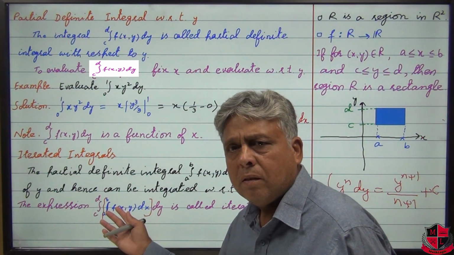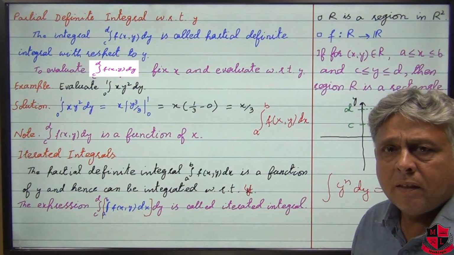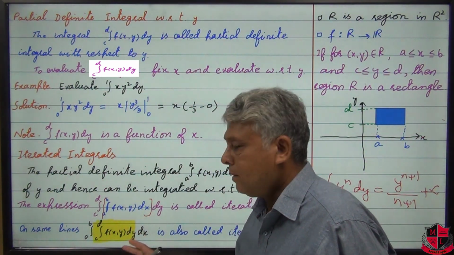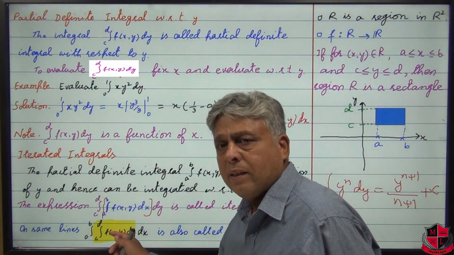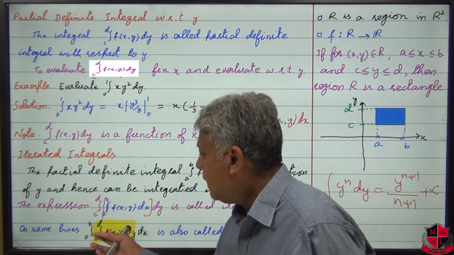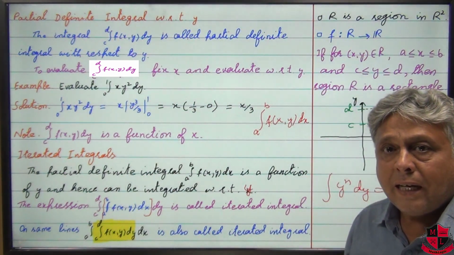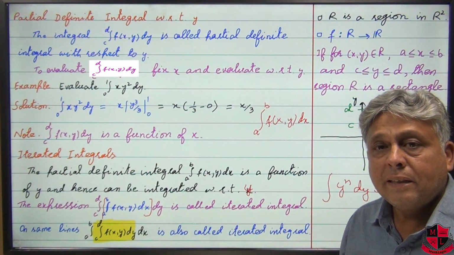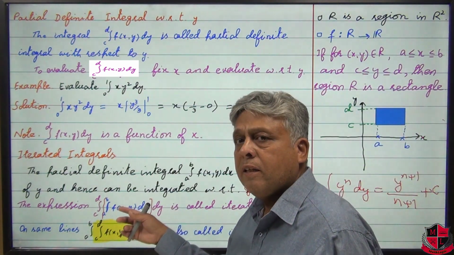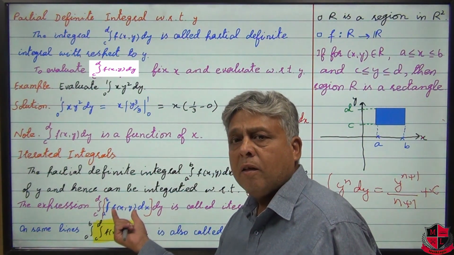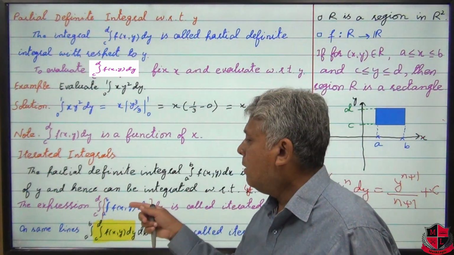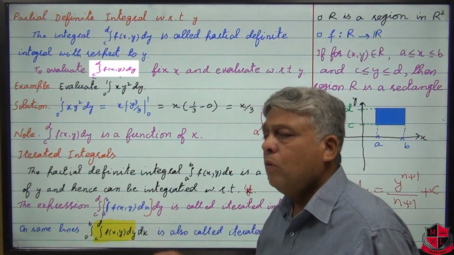On the same lines, the second iterated integral is written as this integral integrated with respect to x. The answer of this integral is a function of x, and when we integrate this answer with respect to x, this resulting expression is also called an iterated integral. How are these iterated integrals solved? The first iterated integral is solved like this: first solve the inner partial definite integral with respect to x, and then integrate the answer with respect to y.